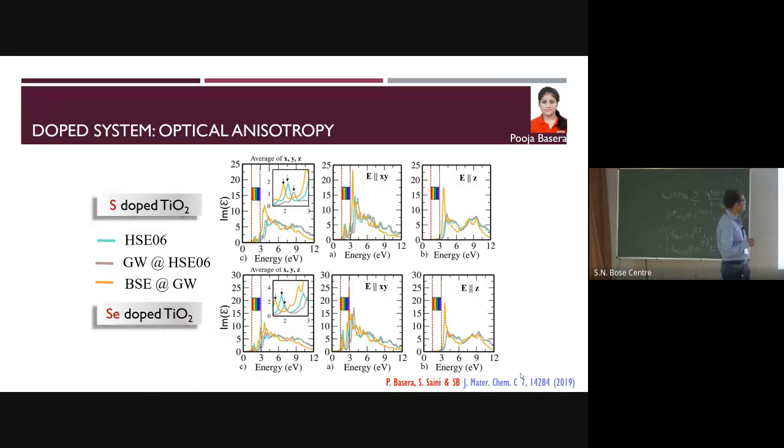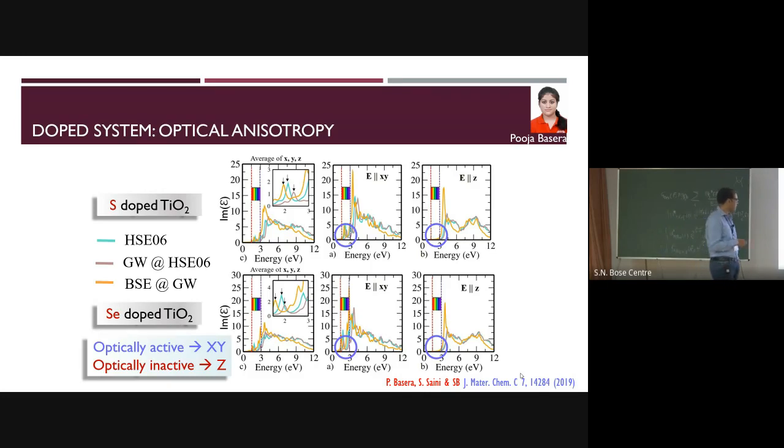Now let us come to the doped system, because I have validated my functional very clearly for the pristine system. Once we do that, there are certain things which are really interesting. For example, for S-doped TiO2 and Al-doped TiO2, if you are doing BSE, you can clearly see in the visible region there is optical anisotropy. This is not responsive in the Z direction, but very much responsive in the X and Y directions. But if you do the same thing with simple DFT, you will not get this optical anisotropy.